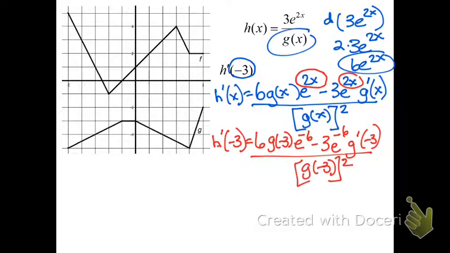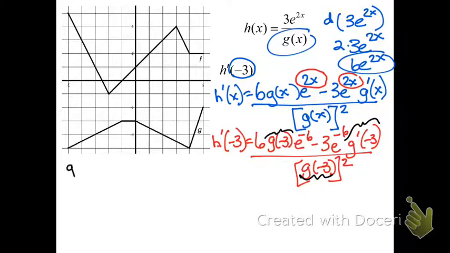So what do I still need to figure out? It looks crazy, but you really don't have that much left to work on. I really just need to figure out what is g of -3, and that's the same here and here. And then I also need to figure out g prime of -3. Those are the only things I really need to worry about right now.